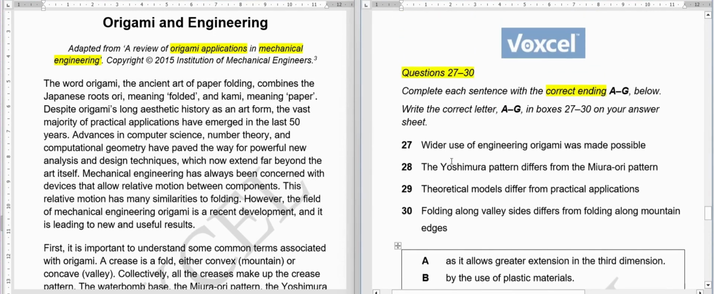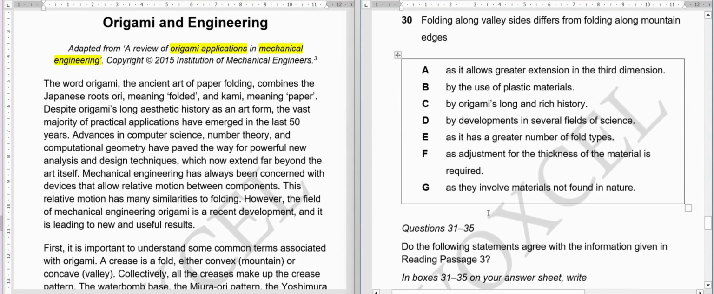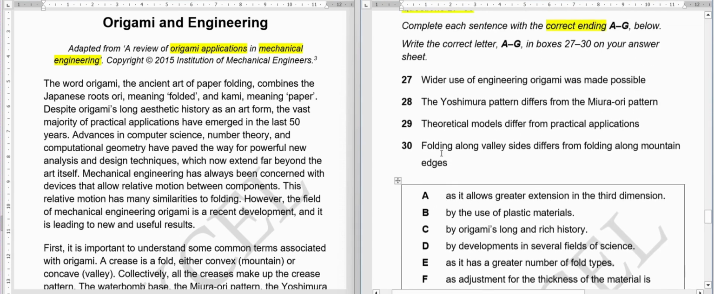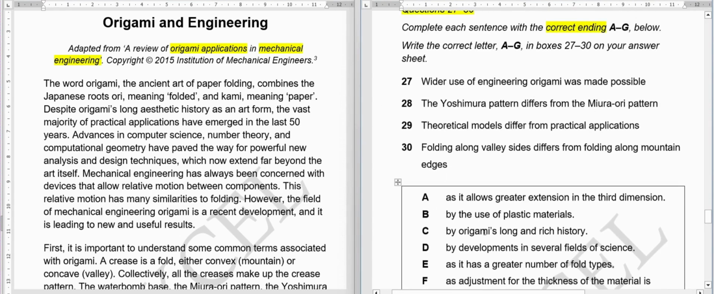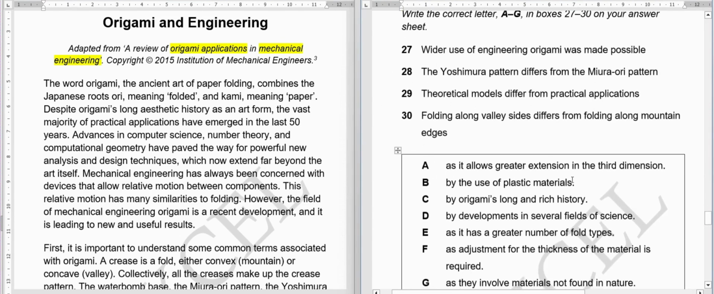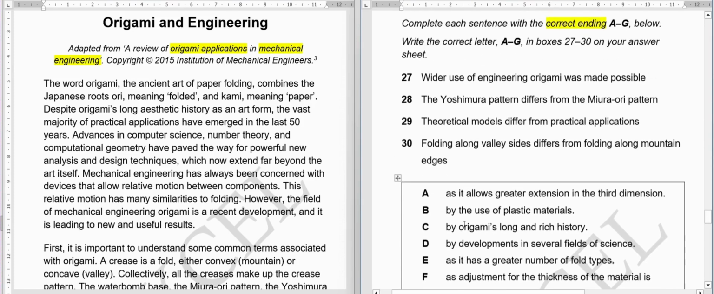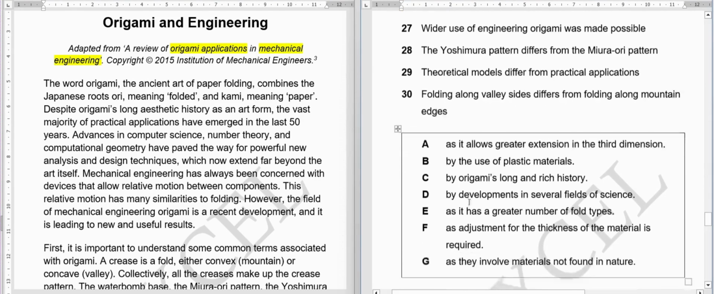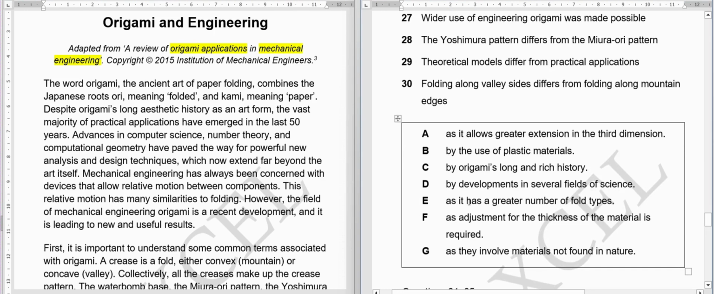Obviously you can read all the sentence endings because these are... This doesn't mean that 27 will be A, 28 will be B. So 27 can be anyone from A to G. So you can read all the sentence endings, then read the paragraph. If you find the information, you will have some sort of mental image in your head of what kind of endings you are dealing with.